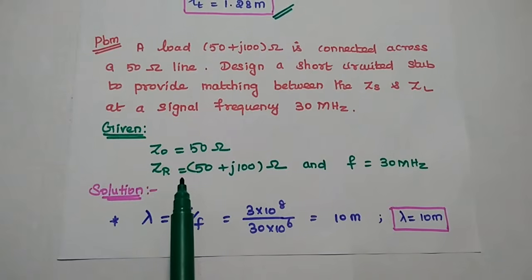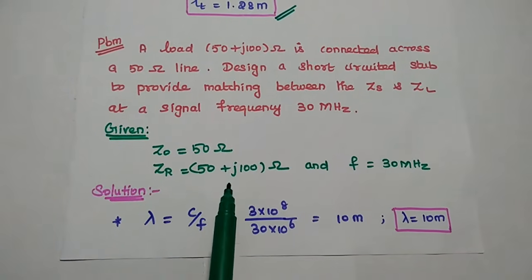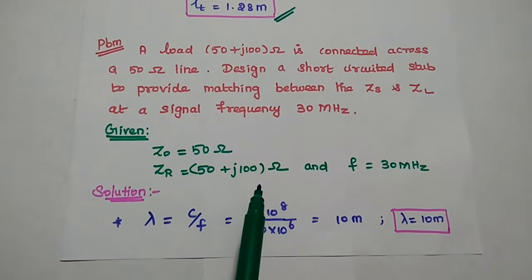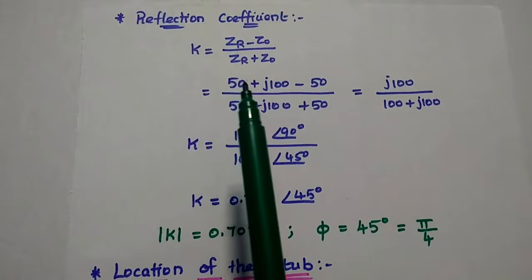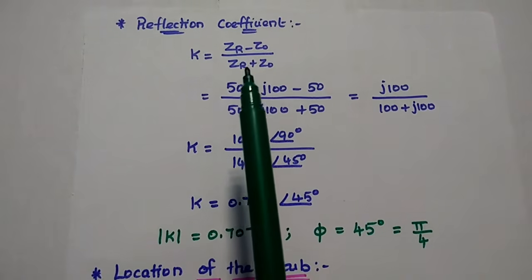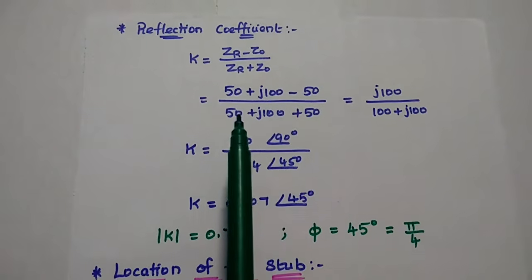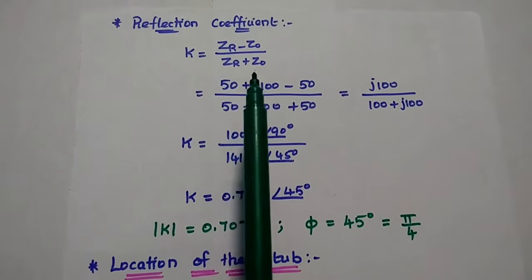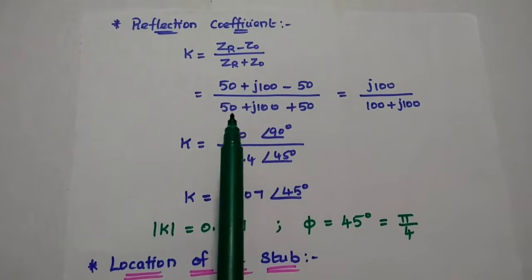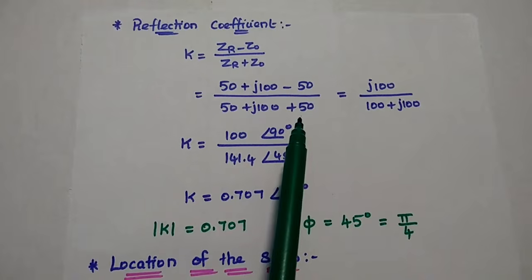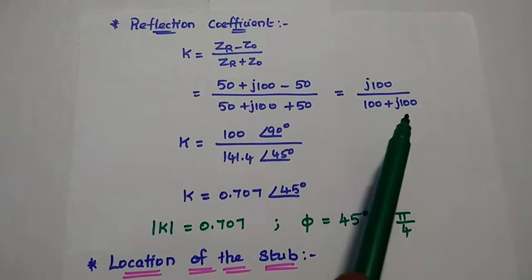So here the load impedance is given as a complex term. For that we can use the formula in terms of the reflection coefficient. The reflection coefficient K is equal to ZR minus Z0 divided by ZR plus Z0. Then we substitute the values of ZR and Z0: 50 plus J100 minus 50, divided by 50 plus J100 plus 50. Then we get J100 divided by 100 plus J100.